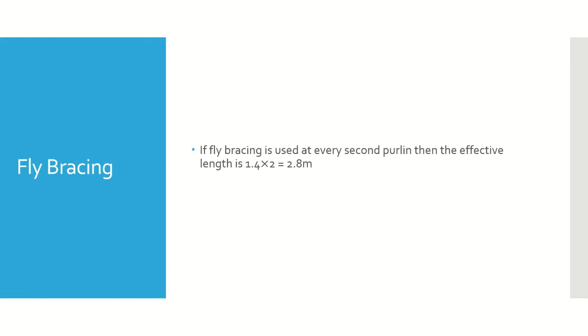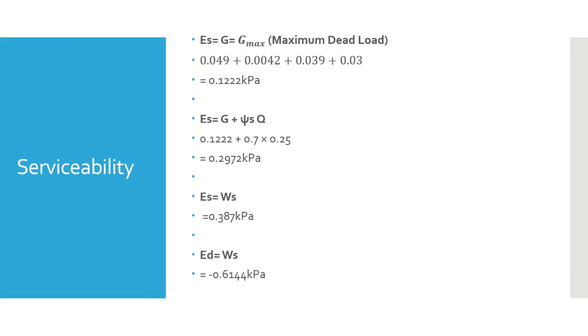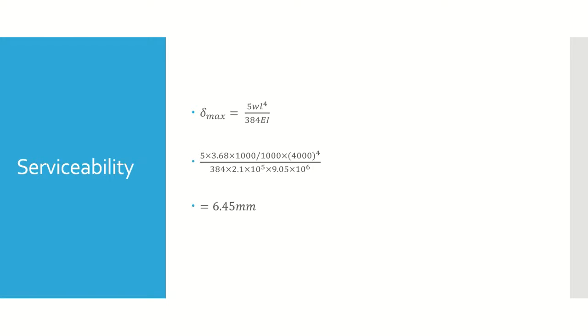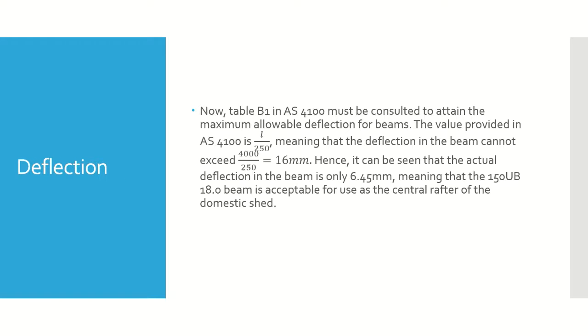For our shed, a 150 UB18 beam was selected. Serviceability must also be checked. The critical load is obtained from the load combinations. The deflection formula must then be used to calculate the deflection in the beam. The maximum allowable deflection is 16 mm and hence is more than the 6.45 mm experienced in the rafter. This means that a 150 UB18 rafter is acceptable for use.